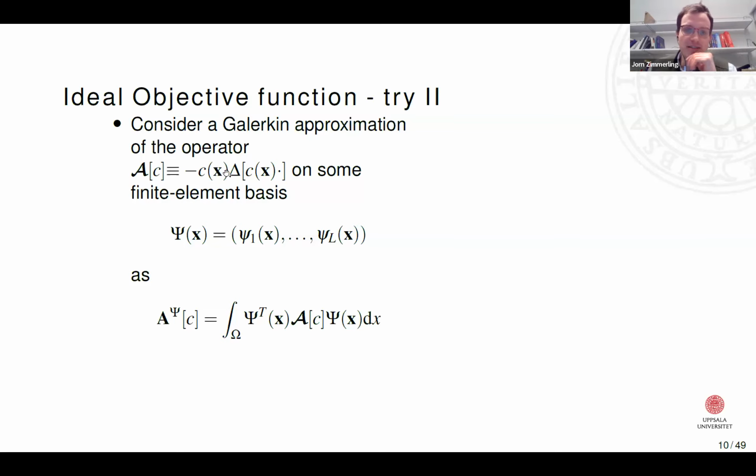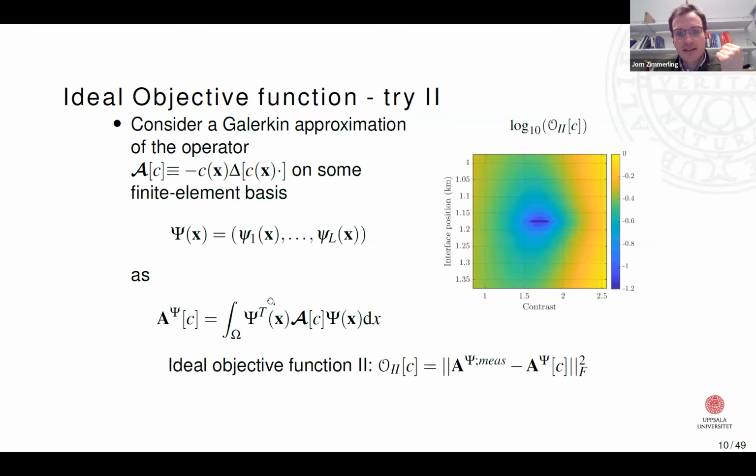Let's symmetrize it, and I will later explain why we want to symmetrize it, and we consider a Galerkin approximation of this operator on some finite element basis. So we take this operator and we project it on some finite element basis that gives us a finite element operator. So the function here is psi, and if I integrate this operator against each combination of these objective functions, I end up with a matrix that's exactly the number of basis functions large.